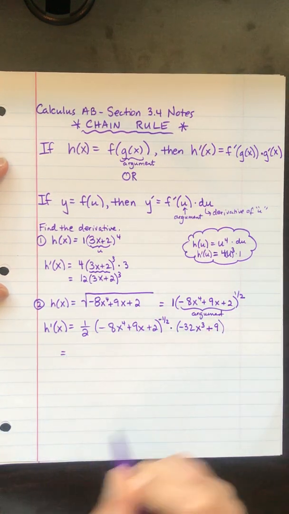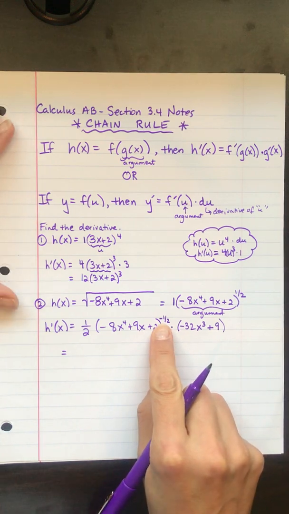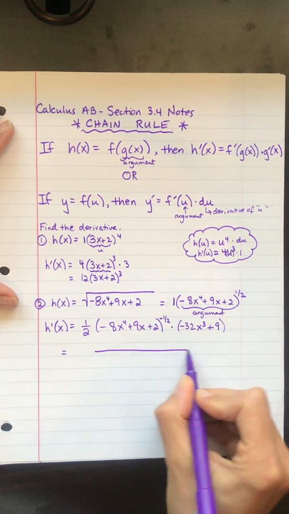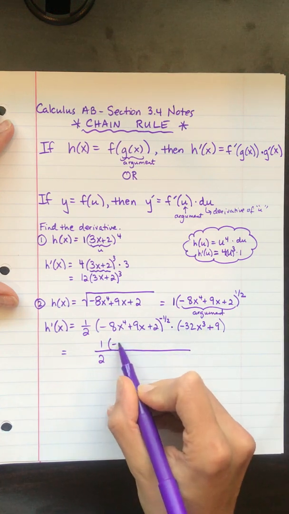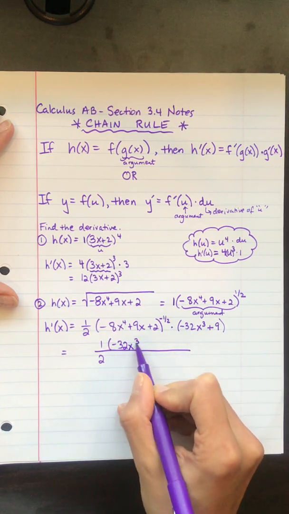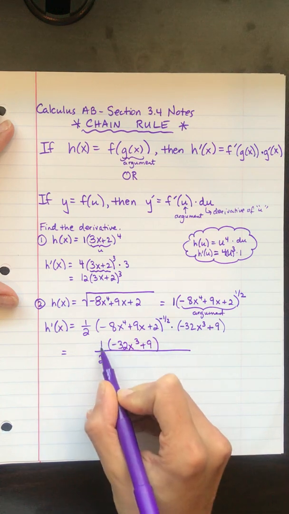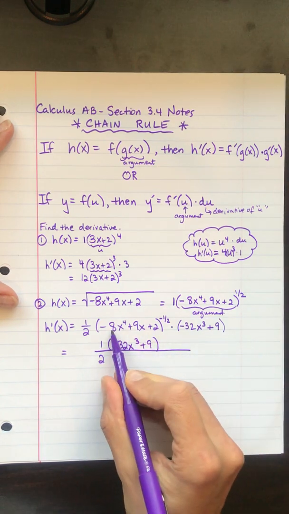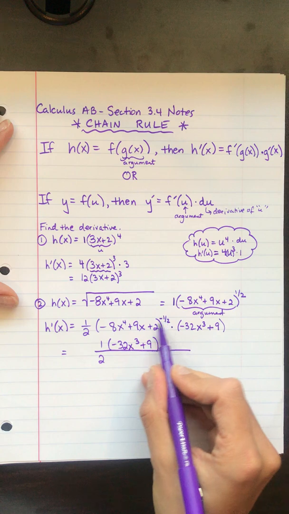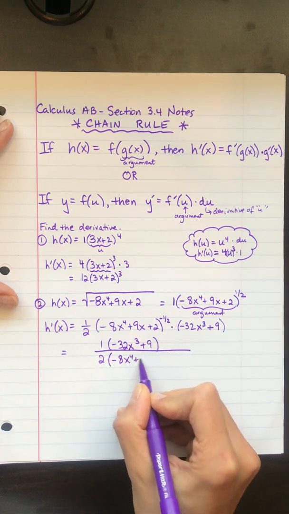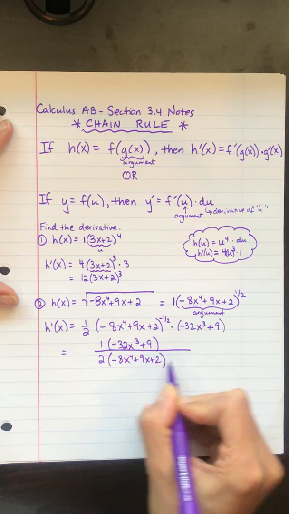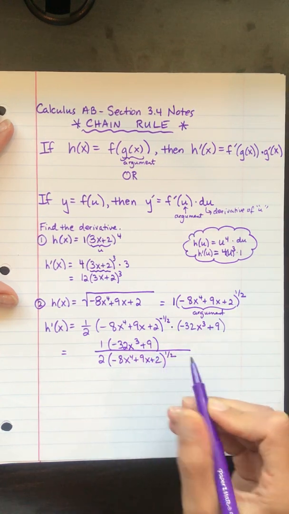My final answer is this. I don't want any negative exponents. So I'm going to have a fraction here with a 1/2. I'm going to have the negative 32x to the third plus 9 on top. You really don't have to have this 1, or you can. And then I'm going to have either to the half power or a square root, negative 8x to the fourth plus 9x plus 2 to the half power, or under a rad.